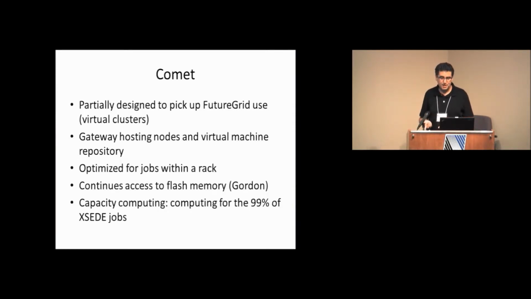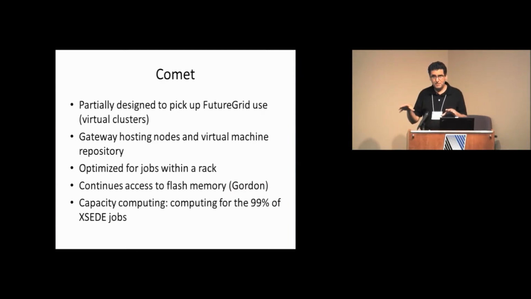Comet was designed to pick up Future Grid, so they pulled in Indiana University as a partner to try to pick up some of the functionality that Future Grid provided. Most importantly, virtual clusters. The other thing they provide is gateway hosting nodes, actually picking up off of what Trestles provided, and a virtual machine repository.